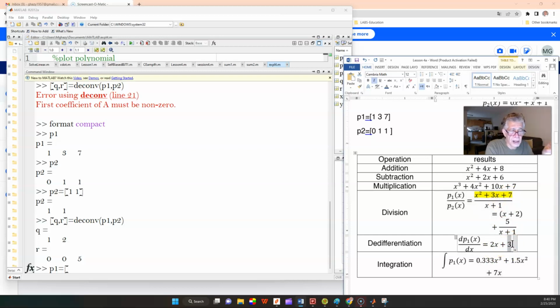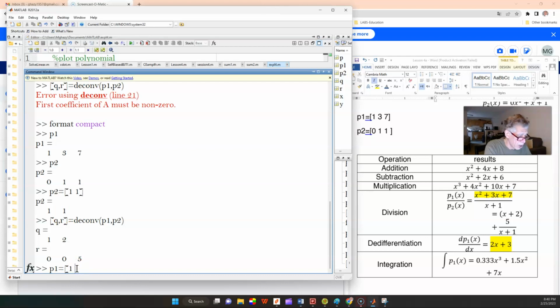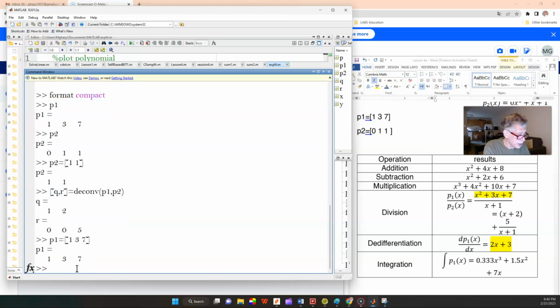So what polynomial coefficients do you expect when you differentiate P1? You expect to get 2, 3, right? That's what we're supposed to get. All right, so how do you get the differentiation? Let me first express P1, which is equal to 1, 3, 7. That's the coefficient of the polynomial. I want to find the differentiation. Let's call the differentiation y, equal.